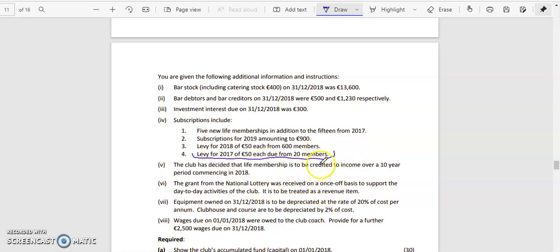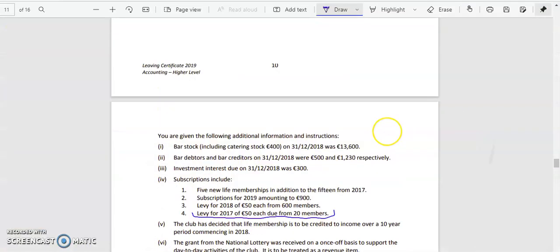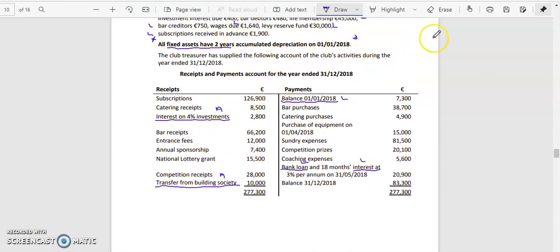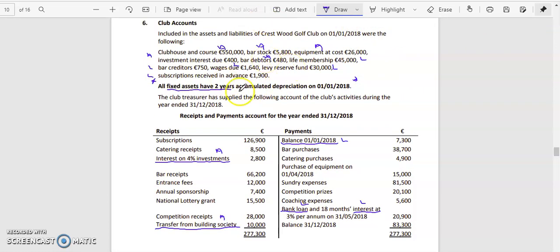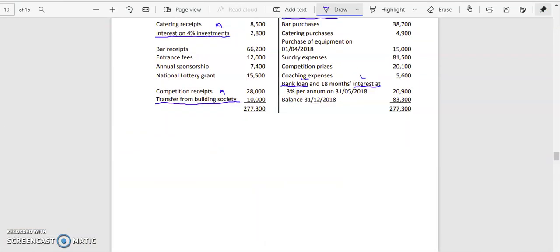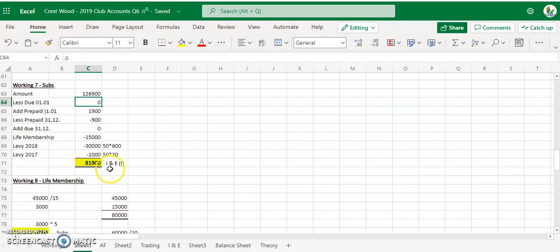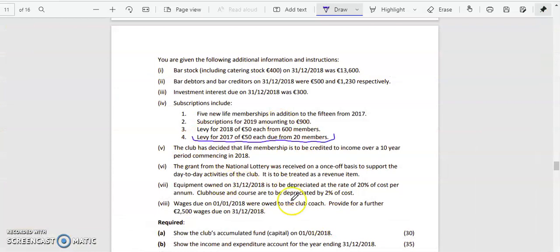So let's have a look at this adjustment and see how we get on with it. We've got the amount of 126,900, taken straight from the question itself, so it's coming from this part here. Then we've got the 1,900, which is the subs we've received in advance. We need to add that on because that's for this period. We don't have any due, so we can leave that at 0. Then we look at the additional information as part of our subs. We'll leave the membership for a second. We've got subscriptions for 2019 of 900, so we take that away because that's for next period. So we minus our 900 here. We don't have any due as part of the question, so we can leave that blank.